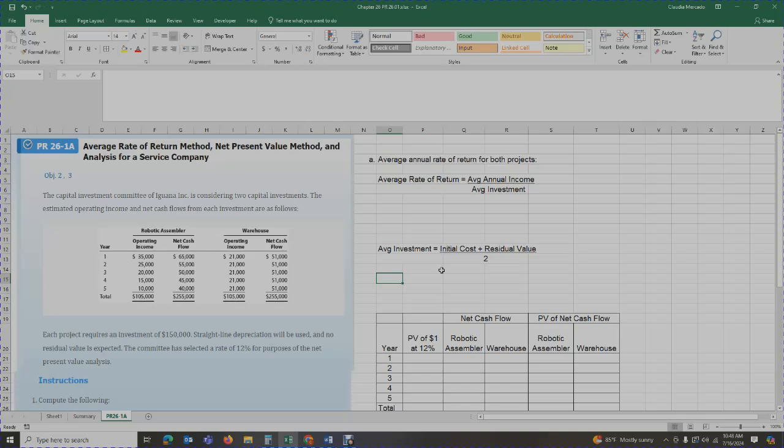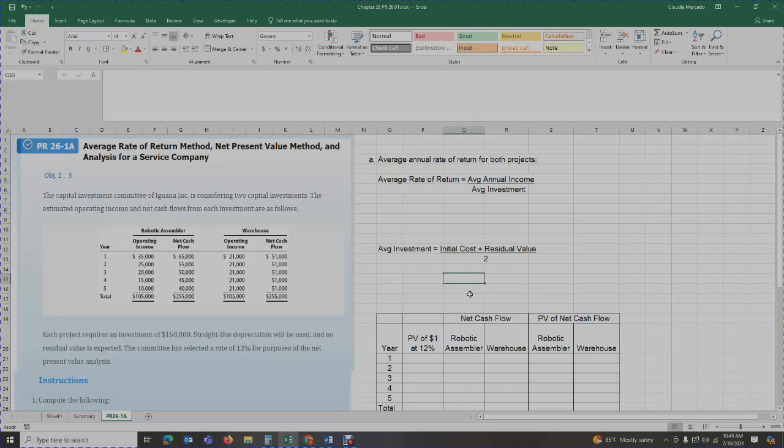Now for your average investment, we are going to have the cost. Okay, how much are we spending on this project? And it says each project requires an investment of $150,000. Now, because both projects give you the same operating income and net cash flows, both projects have an initial investment of $150,000. We only basically have to do this calculation once because the numbers are the same for both projects. So, we're calculating the initial cost first. Okay, so we're going to calculate the average investment.